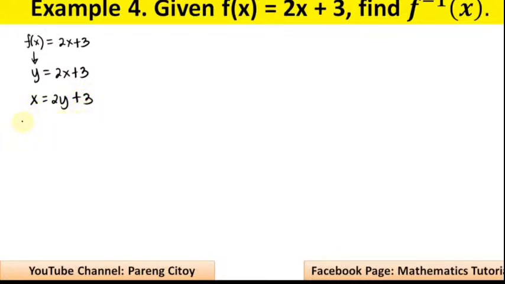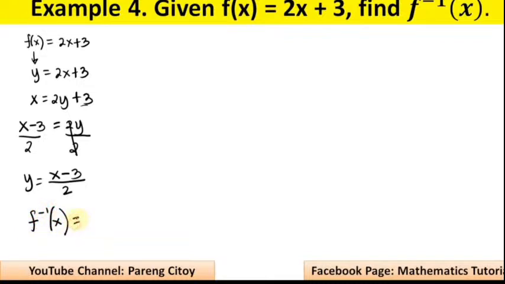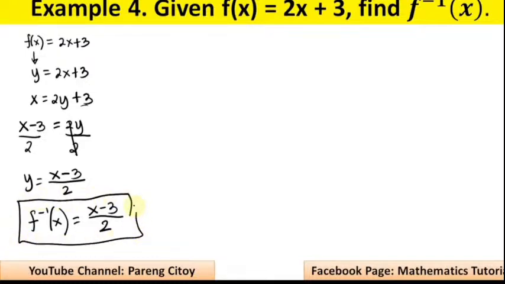Ito, transpose natin sa kabila. So x minus 3 equals 2y. Then, divide both sides by 2. Then 2, eliminate. So y equals x minus 3 over 2. So our final answer is the inverse of the given function is x minus 3 over 2. So ito na yung final answer natin.